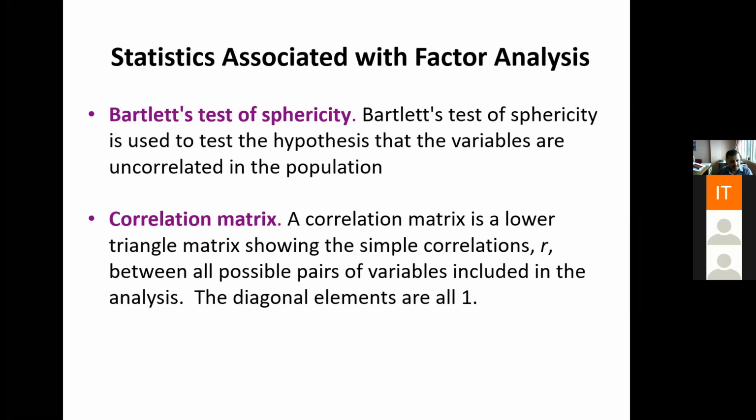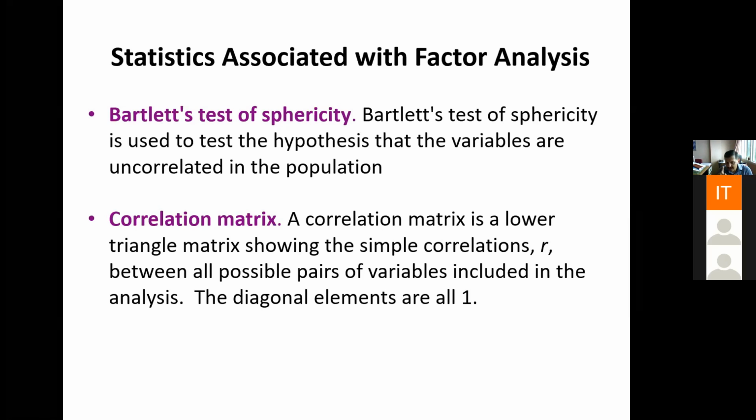Then correlation matrix, इसका सिर्फ मतलब समझना है, इसकी कोई कंडीशन नहीं है. A correlation matrix is a lower triangle matrix showing the simple correlation between all possible pairs of variables included in the analysis, and the diagonal elements are all 1. Obviously, correlation of one factor with that very factor will be 1. So correlation matrix से सिर्फ हमें ये पता चलता है, if there is a high correlation, we can say that there is a suitability of factor analysis.